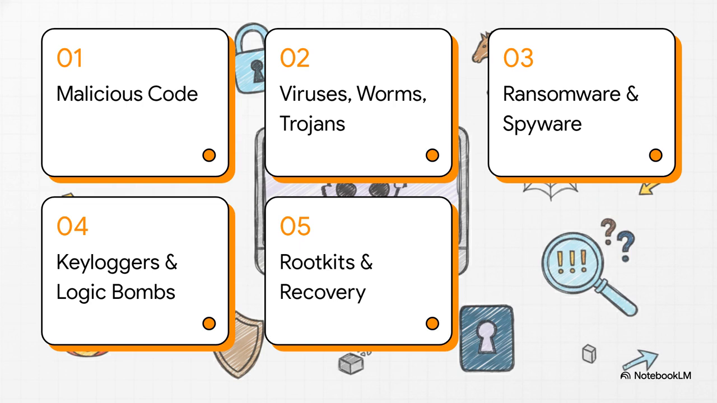Here's our threat escalation roadmap. What is malicious code? Viruses, worms, and Trojans. Ransomware, spyware, and bloatware. Keyloggers and logic bombs. And finally, rootkits and system recovery.